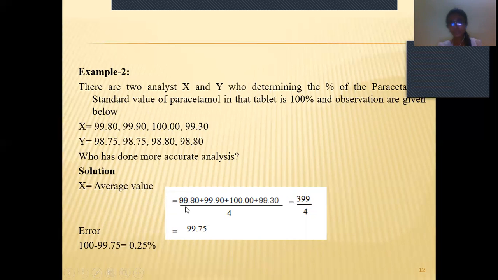That is 99.80 plus 99.90 plus 100 plus 99.30, divided by 4. How much did we get? 399 by 4, so 99.75. What is the true value? That is 100. So 100 minus 99.75, what is the value? We got 0.25 percent error for X.